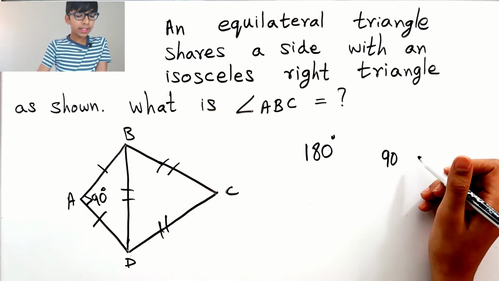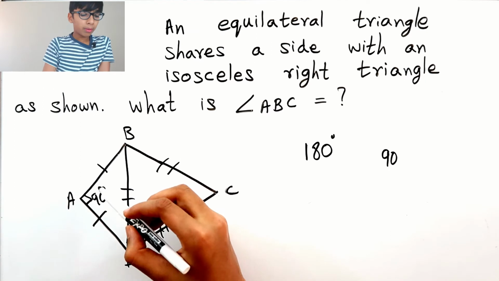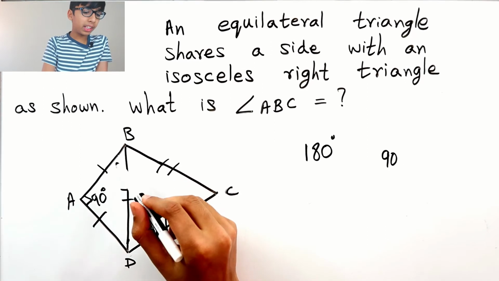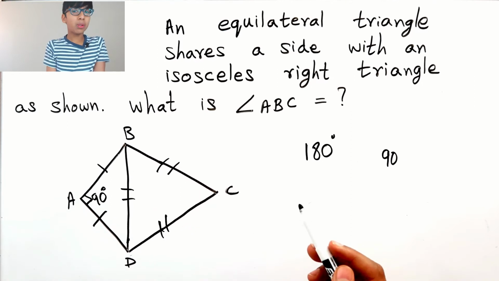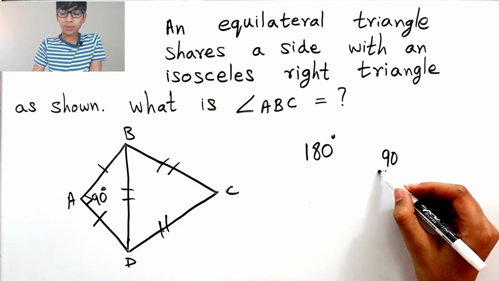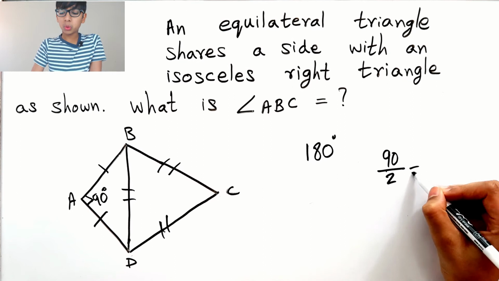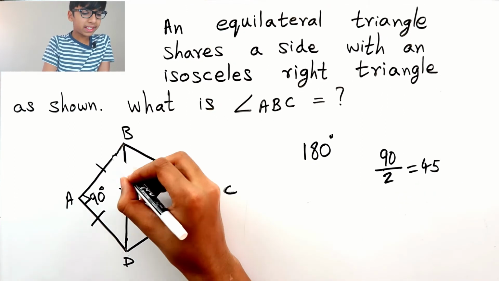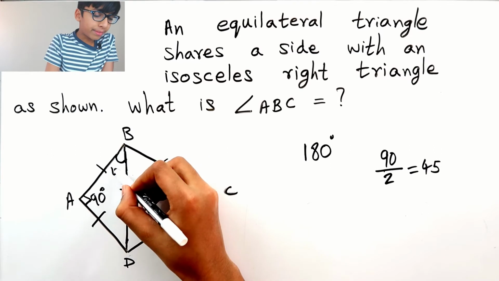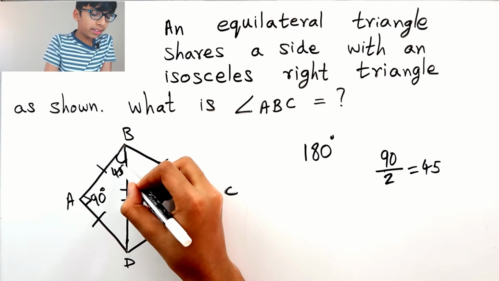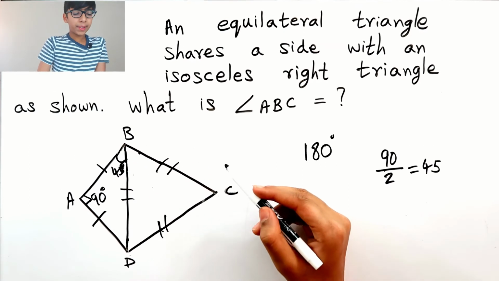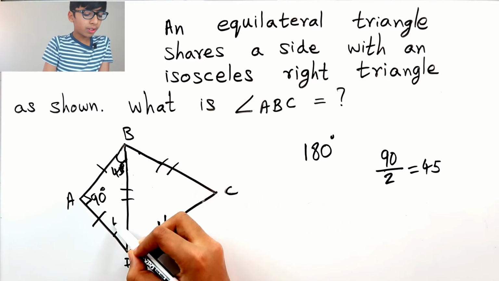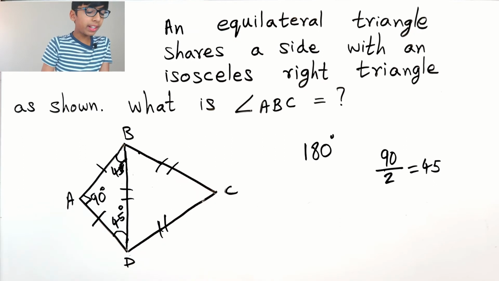Now here, both these sides are equal and this side isn't equal. So that means this angle is not equal and both these angles are equal. So we have to do 90 divided by 2, which equals 45. So that means this angle is 45 degrees, and this angle is also 45 degrees.